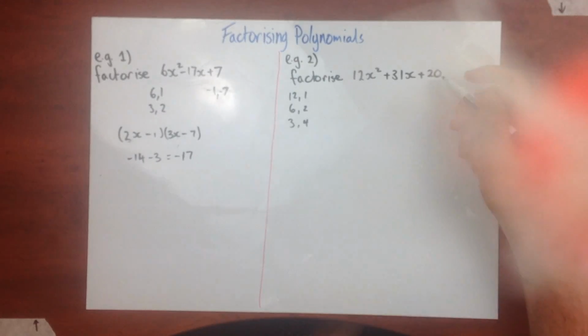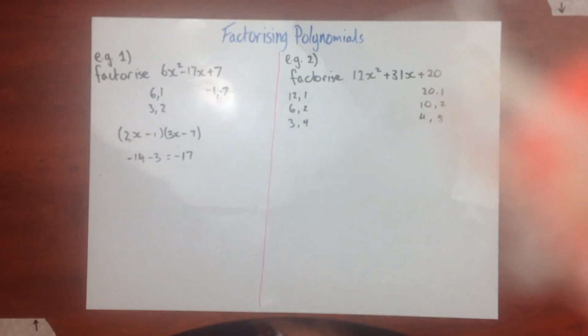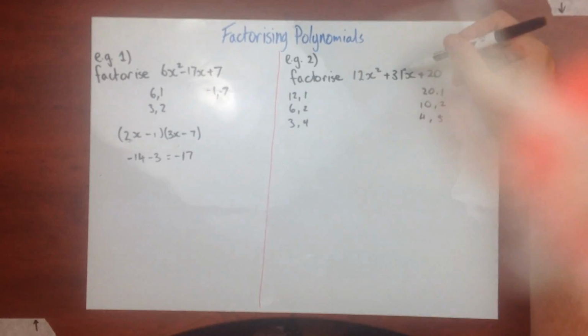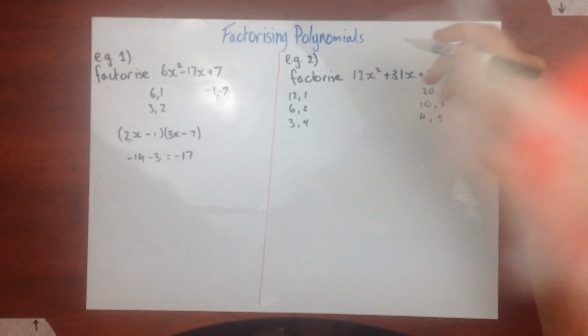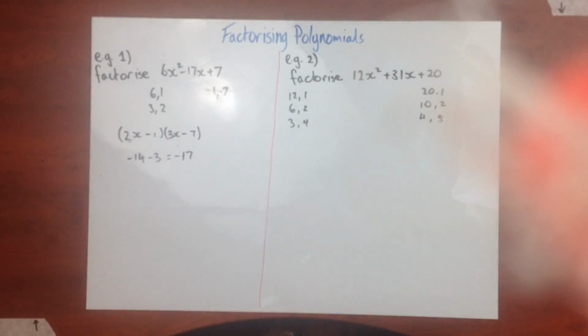Okay, and again for 20, we're going to have 20 and 1, 10 and 2, 4 and 5. So we've got a fair few options that we can look at here. And we're trying to get to 31. Now everything's positive here, so we know that all our terms are going to be positive.